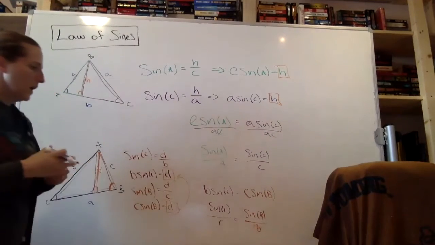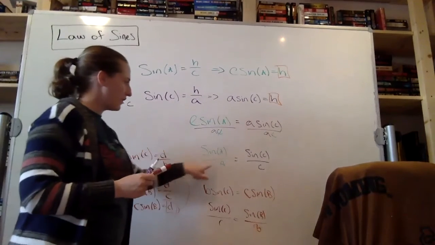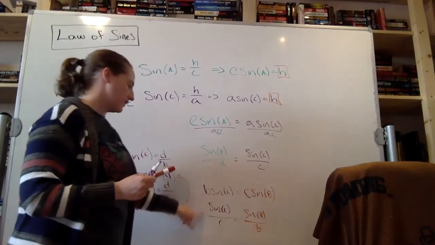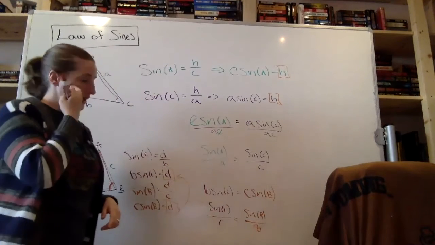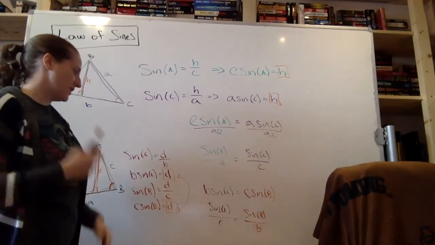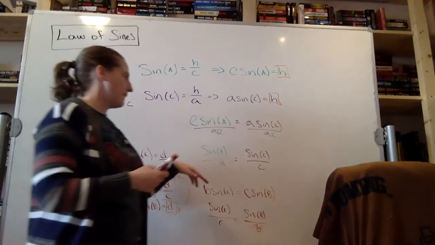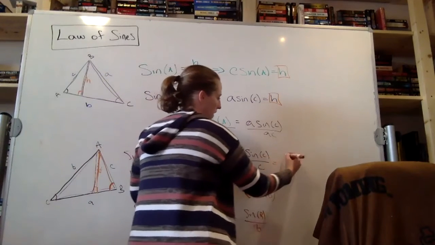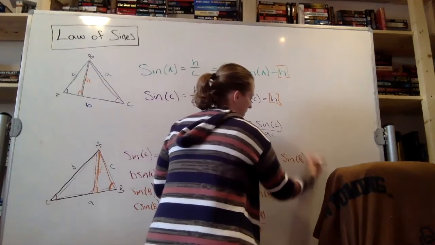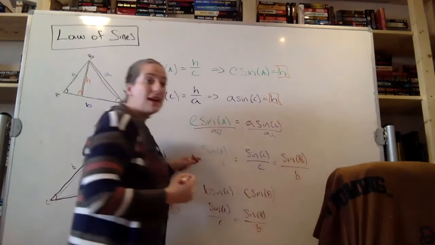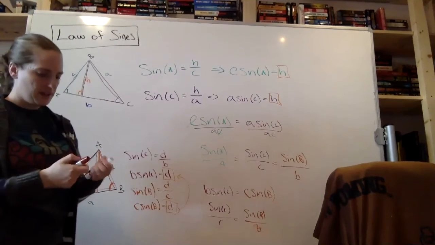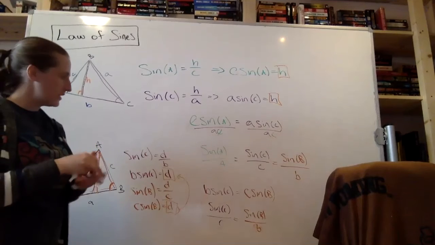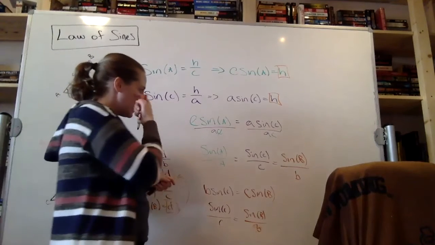Okay. Well, if sine of A over A equals sine of C over C, and sine of C over C equals sine of B over B, really, I can write one giant equation that says sine of A over A equals sine of C over C equals sine of B over B. This is the law of sines. The law of sines lets us relate the sides of a triangle.